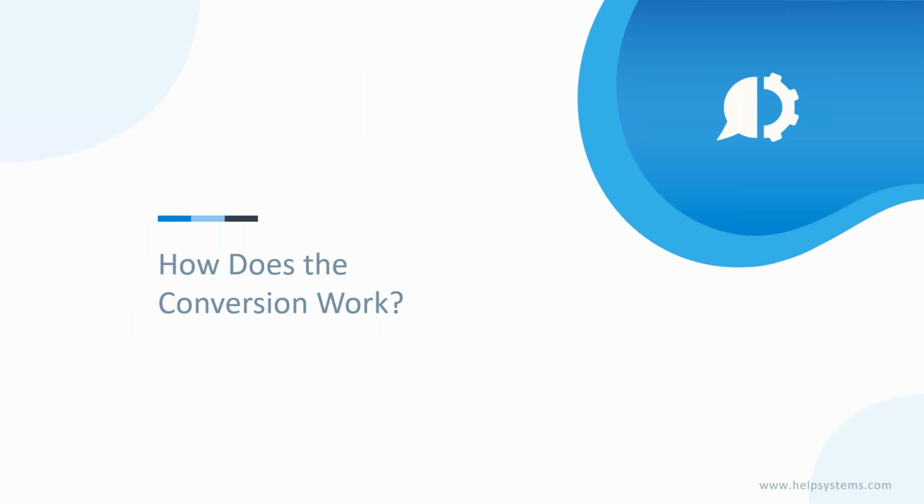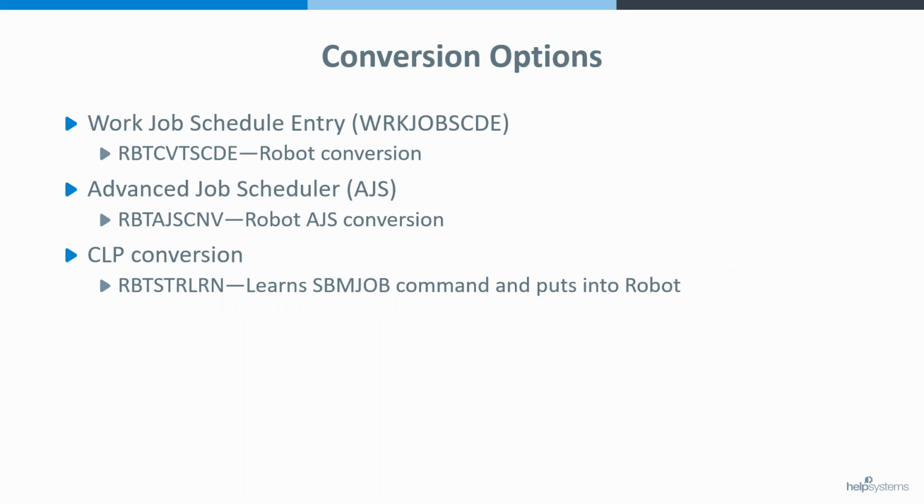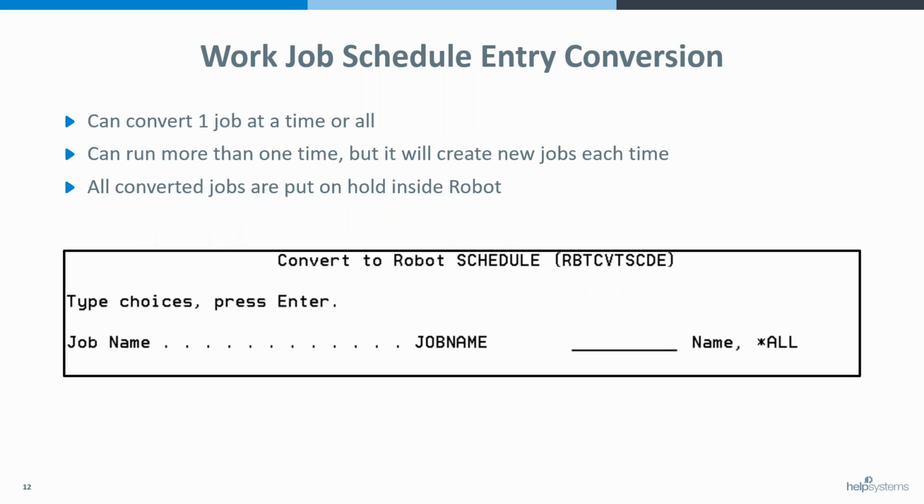All right, so let's talk about how the conversion process works from the native scheduler or from the built-in scheduler into Robot Schedule. So what we've done is we've built 3 commands: RBT convert schedule entry, RBT AJS convert, and Tom mentioned early on here, RBT start learn, which actually learns the submit job command as it's run, and then brings that data into Robot Schedule without actually running the job. Puts them all on hold. All these conversions put the jobs that we convert on hold.